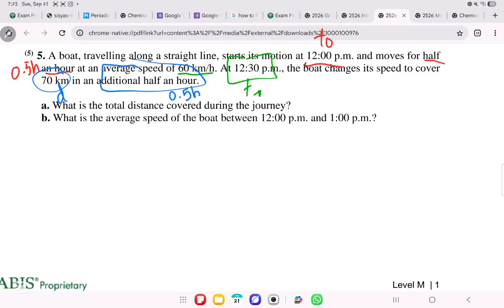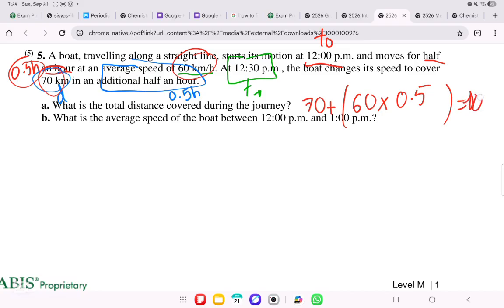Now, what's the total distance covered during the journey? We have, first of all, that it's 70 kilometers traveled in the second part. In addition to that, we have the time and the speed, so we can find the distance in the first part by doing distance is equal to speed times time, so 60 times 0.5. Then 70 plus 30, which is 100. So the total distance traveled through the journey is 100 kilometers.